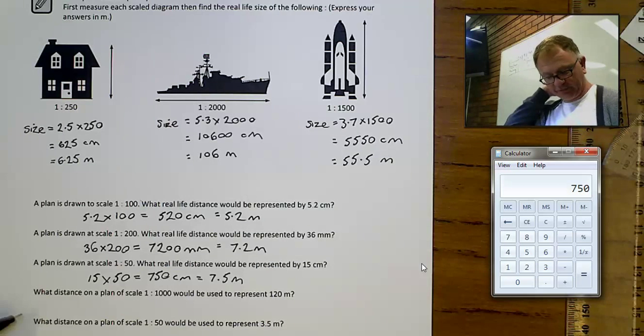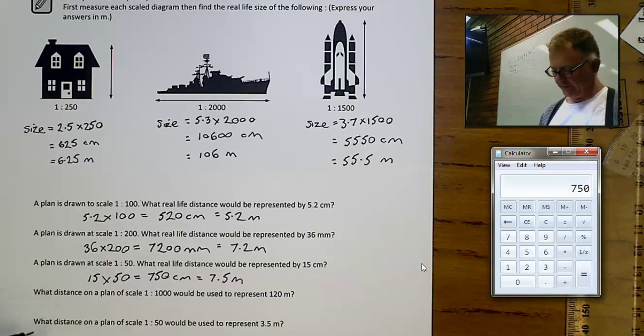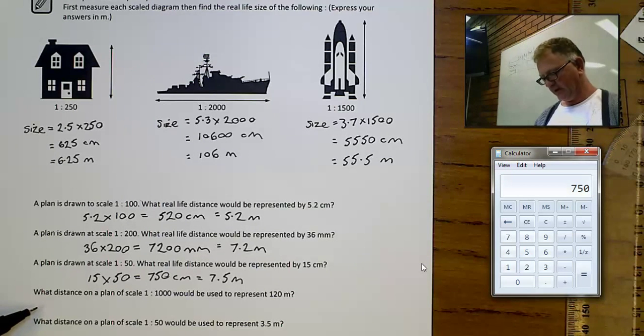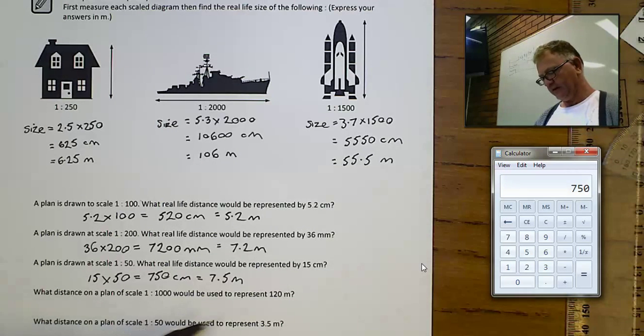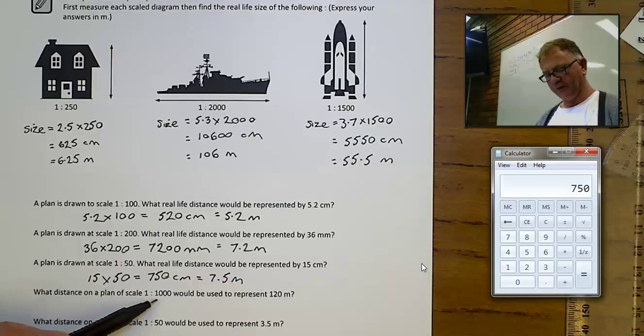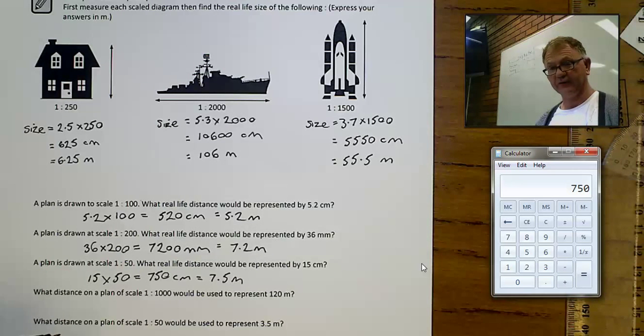The last couple of examples here ask us to go backwards. So what distance would you use on a plan of scale 1 to 1,000 to represent 120 metres? In other words, 120 metres is the size in real life. We want the size on the plan. So we're going to do the opposite of multiplying by 1,000. Everything on the plan is 1,000 times smaller, or 1,000th of its size in real life. So we're going to want to divide by 1,000.